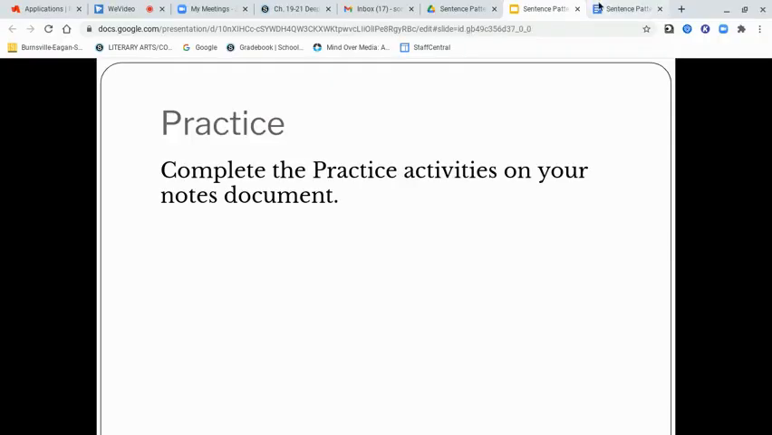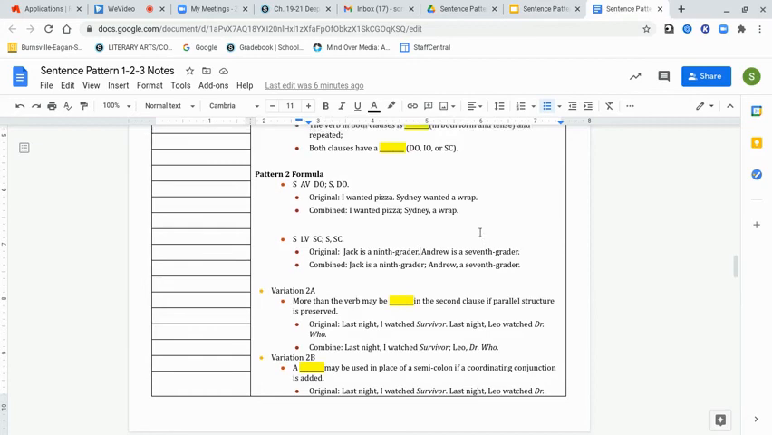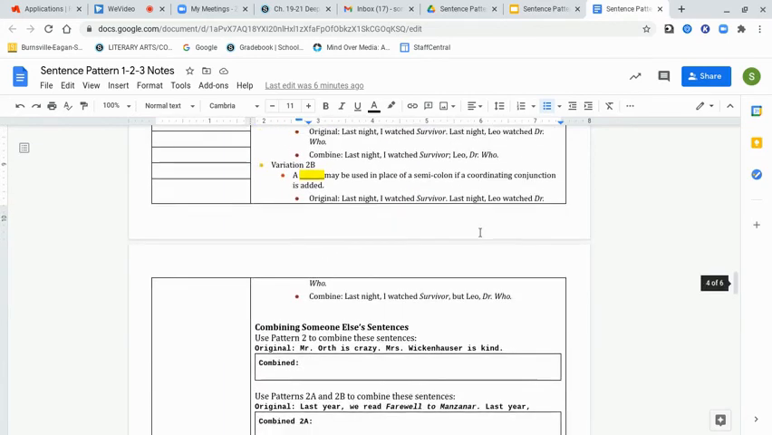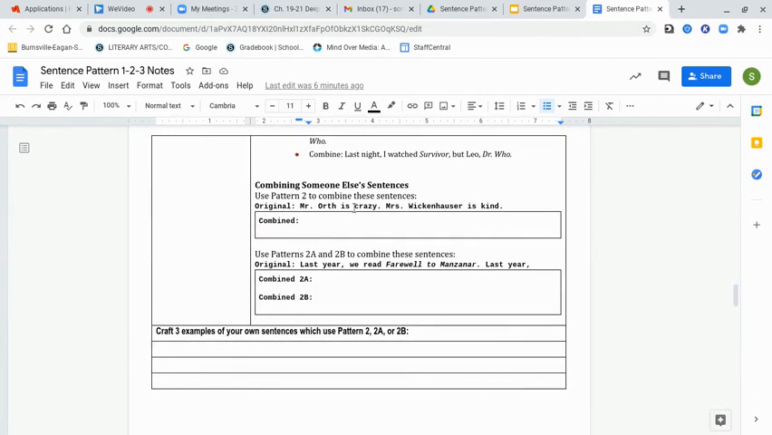All right, let's take a look at the practice. So again, not as much in terms of practice, but we're going to go ahead and combine the two sentences. The original: Miss Dorothy is crazy, Mrs. Wickenhauser is kind. How can we combine those two sentences? So we've got the name, linking verb, predicate adjective, name, linking verb, predicate adjective.